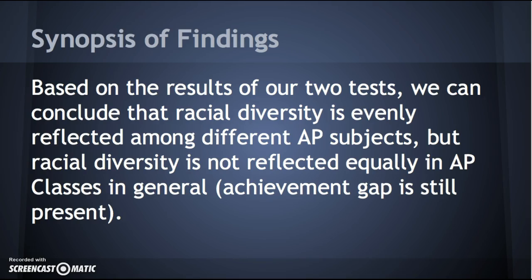So, a summary or synopsis: both of the tests conclude that racial diversity is evenly reflected among different AP subjects, but that racial diversity is not reflected equally in AP classes in general. So even though proportionally there is around an even number of whites and blacks in each AP subject, there still are a lot more whites than blacks in AP classes in general.